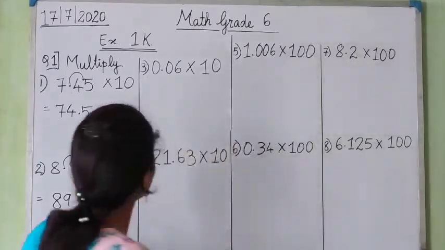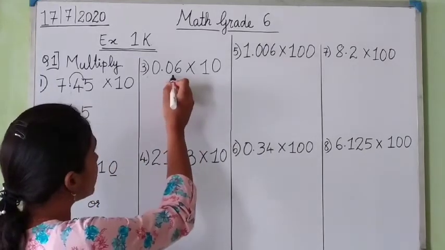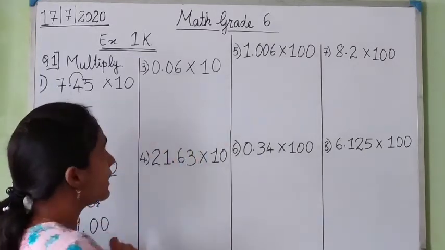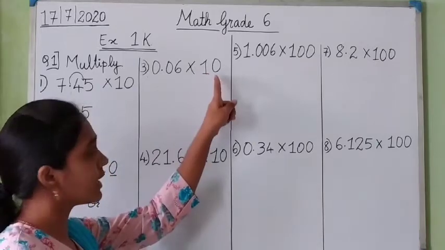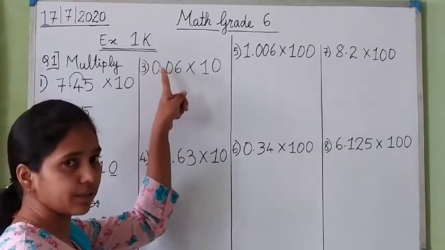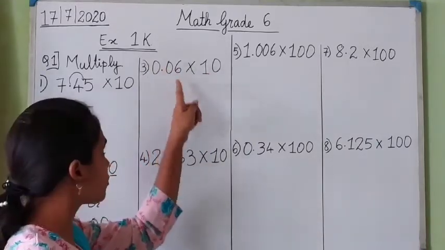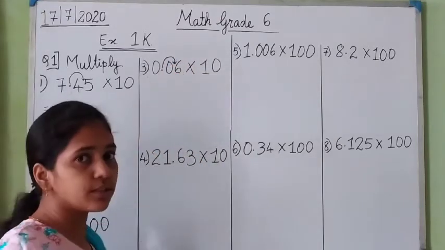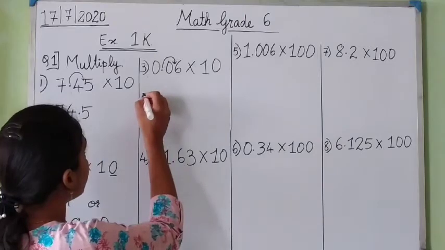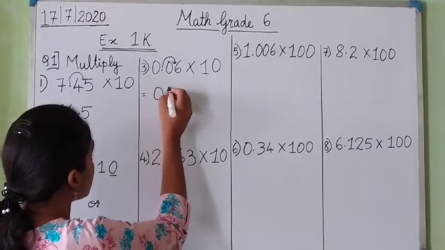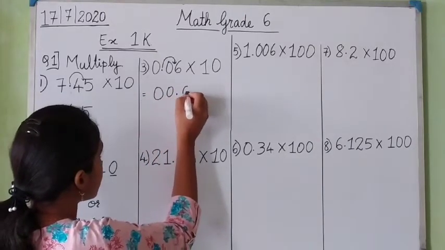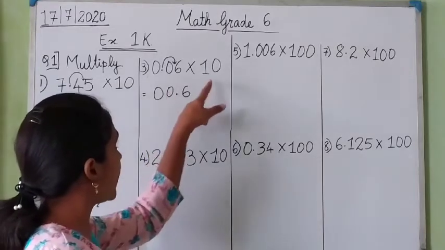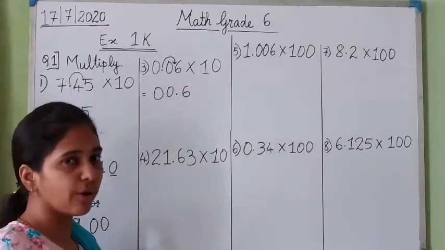Now the third one, the number is 0.06 and it is multiplied by 10. 10 means it has only 1 zero, so the decimal point is going to shift 1 place towards the right. From here it is going to come here, in between 0 and 6. So the number will become 0.6, right? After multiplying it by 10, the number will become 0.6.